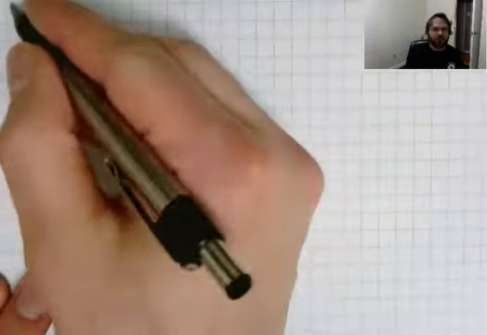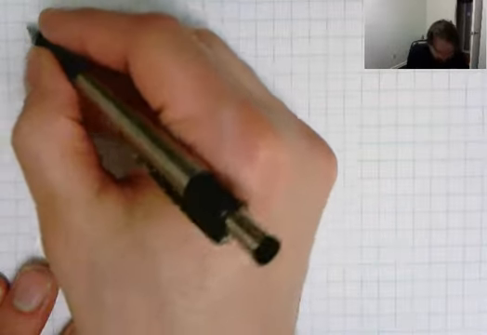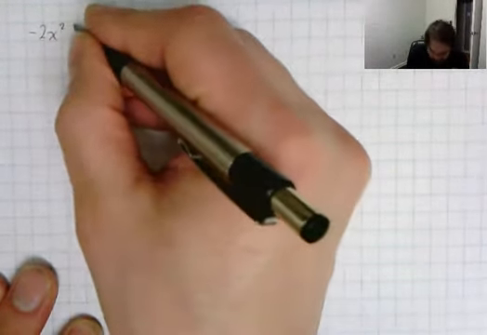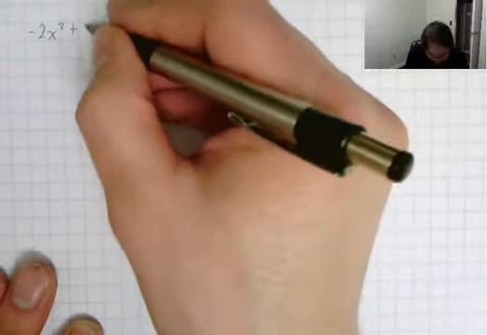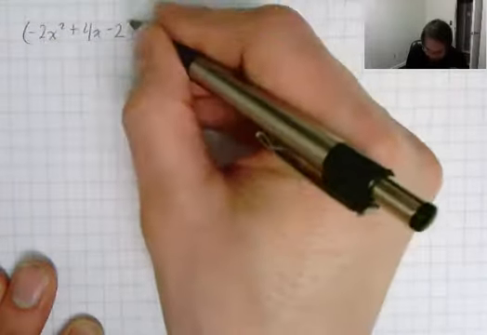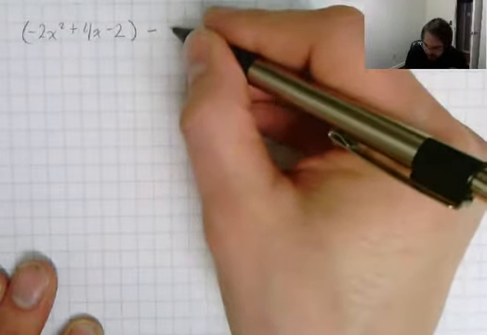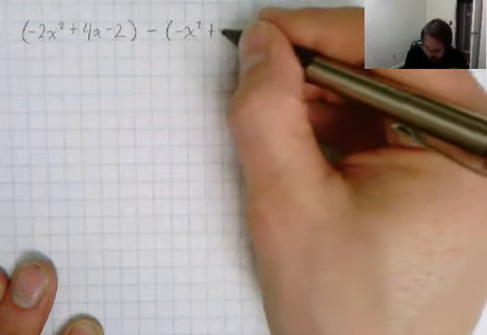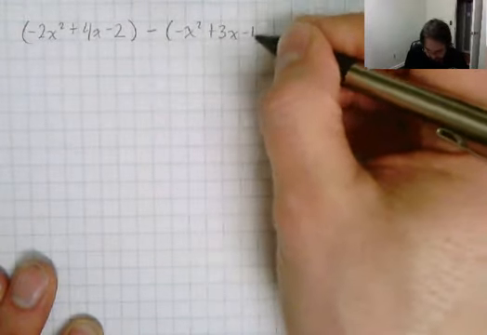All right. So my first example is going to be this right here. So let's look at this. We're going to have negative 2x squared plus 4x minus 2, subtracted by negative x squared plus 3x minus 1.